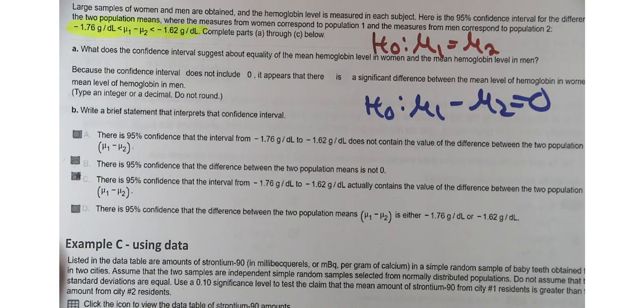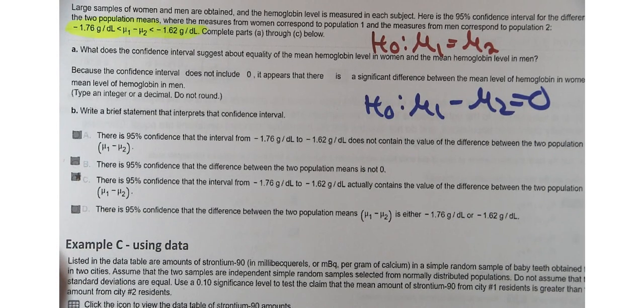What does it look like when there is 0 in the interval? If the 0 was in our confidence interval, then we would just fail to reject. So, I'm just confused on student equals.